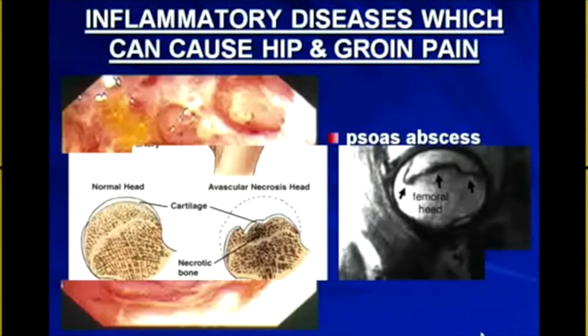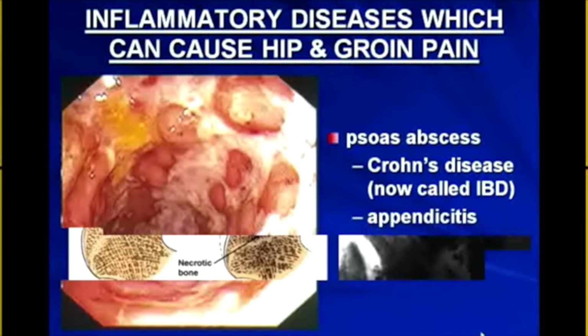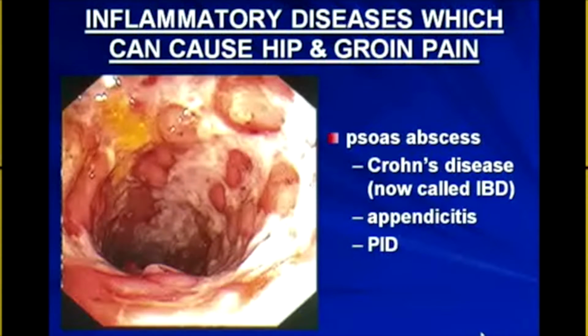With inflammatory diseases that can cause hip pain, probably the most common is psoas abscess, and that can result from Crohn's disease, which is now called irritable bowel disease. I'm not quite sure. They switched to irritable bowel disease from Crohn's because it was felt that patients were being stigmatized because of the term Crohn's disease. Forgive me, I'm not quite sure, but irritable bowel disease or irritable bowel syndrome to me sounds more stigmatizing than Crohn's disease, but that's just my personal opinion.